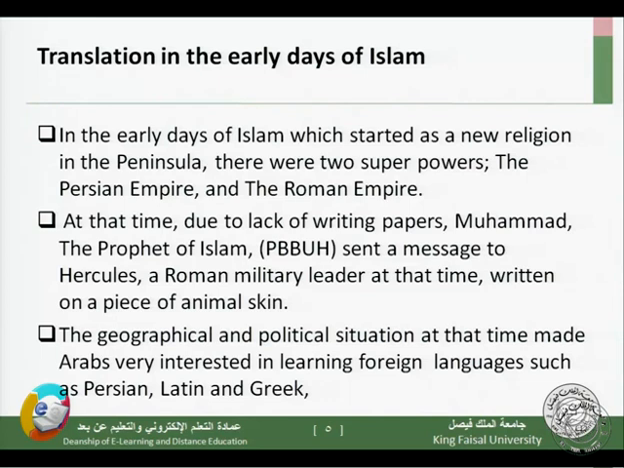So this is just very briefly, I'm taking you through history, very briefly, to show you the importance of learning a foreign language and the importance of translating or interpreting from the early days of Islam.